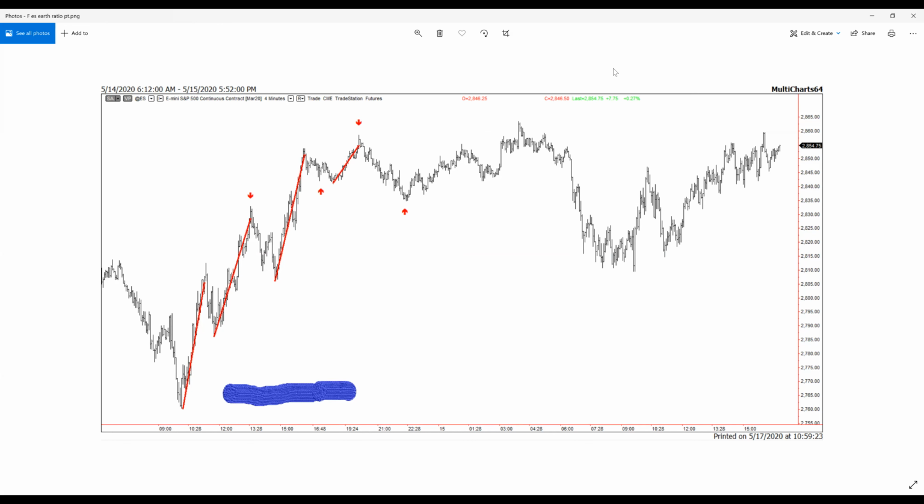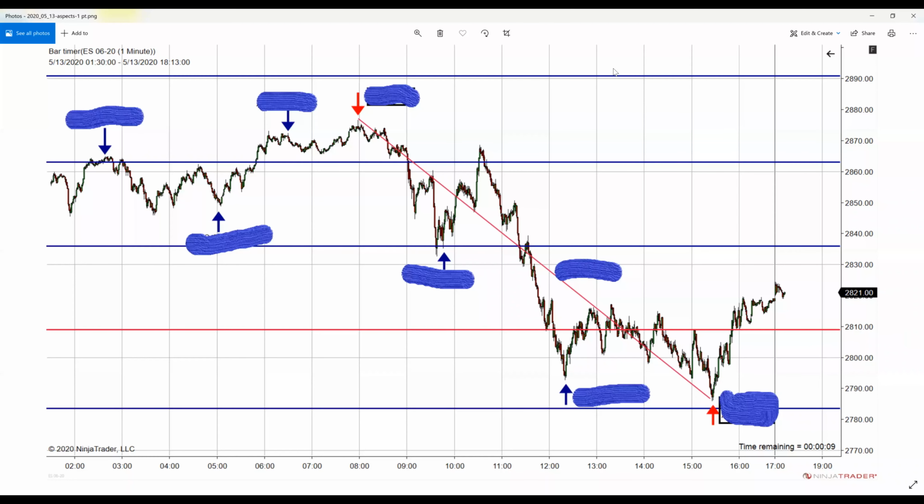So you can see that these price and time projections are very accurate and effective and give some really good trade entry or exit points. Okay, that's it for the math techniques. Let's move to the astro techniques.